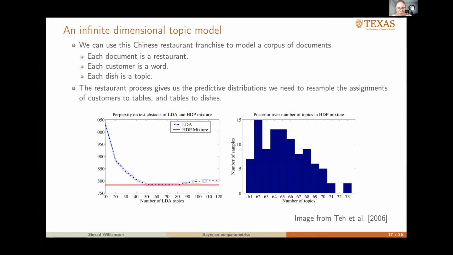So we can see 10 topics, too few. We're not getting our optimal performance. 20 topics, too few. We're not getting our optimal performance.